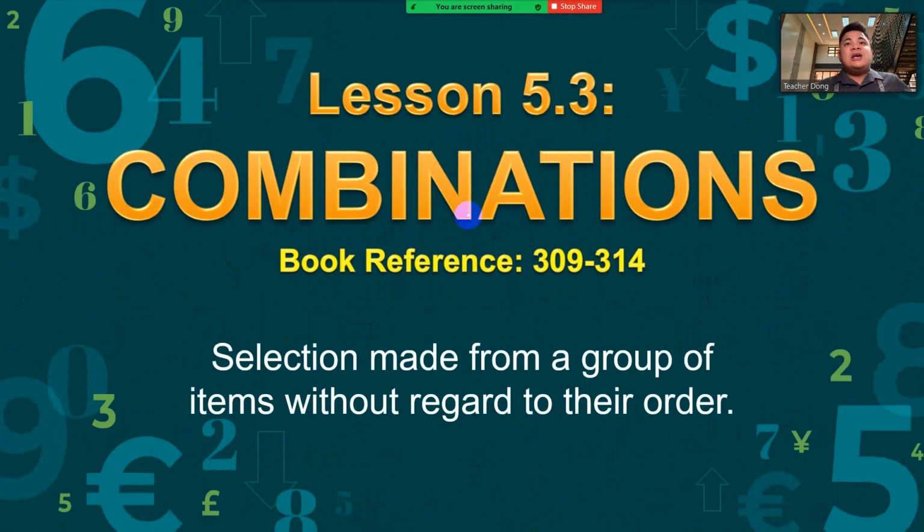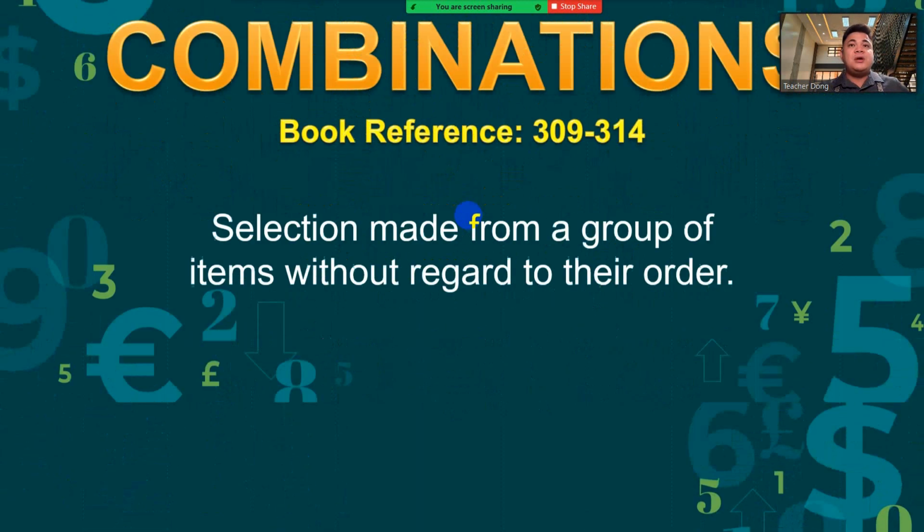Alright, so let's have our lesson 5.3, combinations. For my students, you can read more about it from pages 309 to 314 of your books. Just remember that for combinations, it's the selection made from a group of items without regard to their order. So the only difference is the order. For permutation, there's an order or position. We're following a certain position. And for combinations, we don't care about the order.